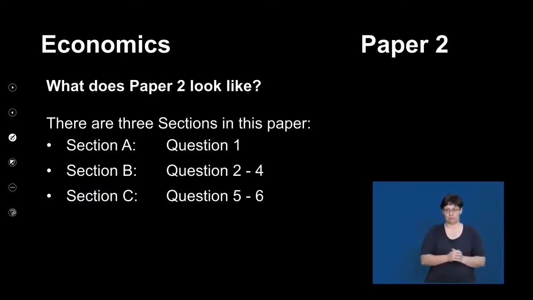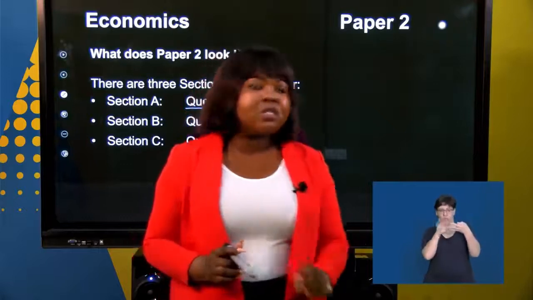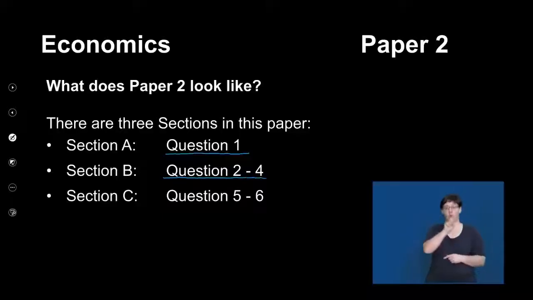As usual, our economics paper is divided into 3 sections. We've got our Section A, which is our question 1. We have got our Section B. Section B, boys and girls, has 3 questions. You are required to attempt 2 of those 3 questions, so you've got question 2 to question 4. Then we've got our Section C. Section C has question 5 and also question 6.